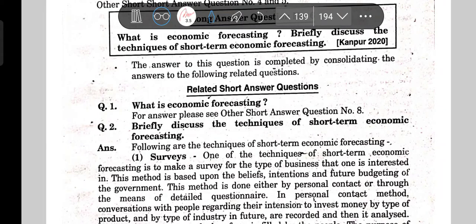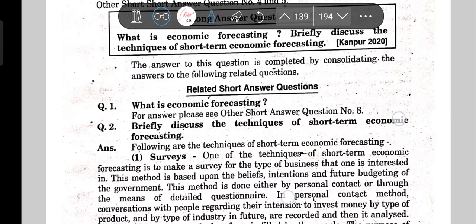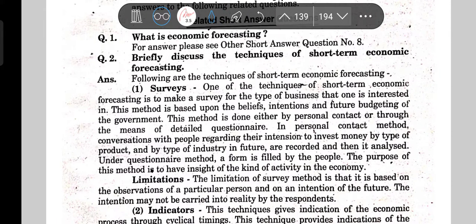Now let's talk about the techniques of short-term economic forecasting. There are majorly six techniques: survey, indicator, input-output forecasting, diffusion index, economic model building, and opportunistic model building. So these are all techniques, and we will discuss them in detail.